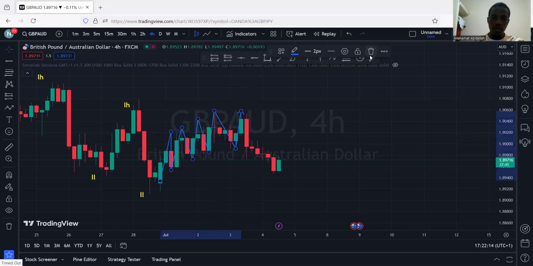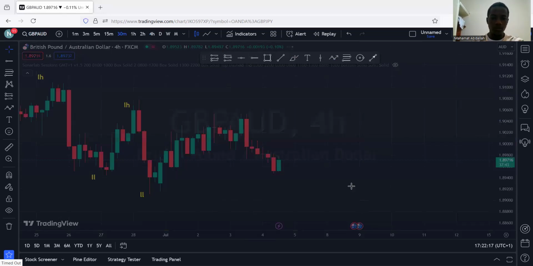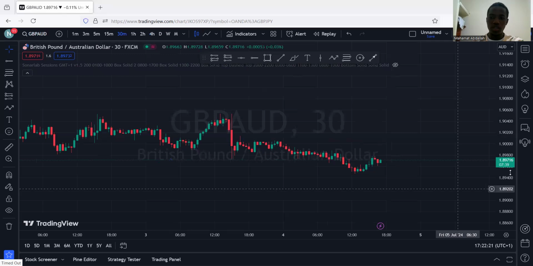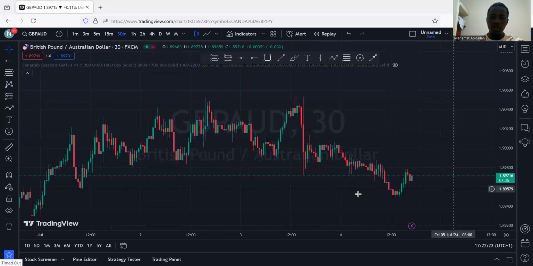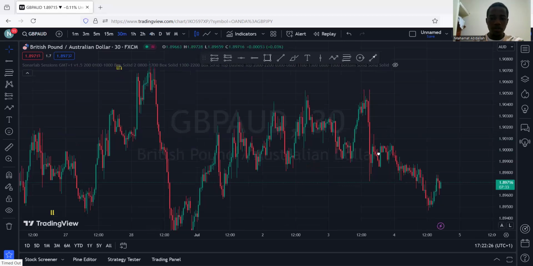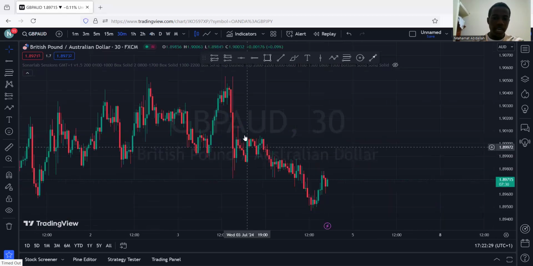So I went down to my lower time frame, which is the 30 minutes. I generally like to take my entries on the 30 minutes, sometimes on the 15 minutes, but it generally depends, right? So I go to my 15 minutes and look at what happened. Here, at this point, this is where the candlestick broke our uptrend, our counter trend, right?